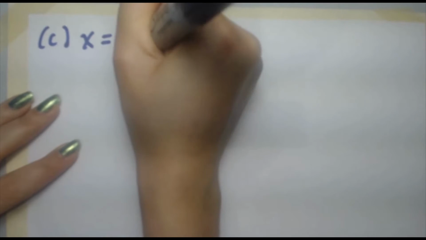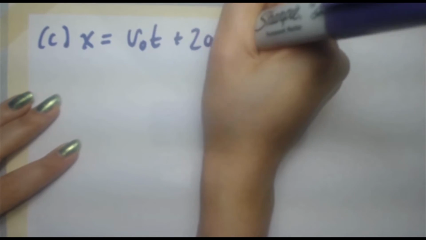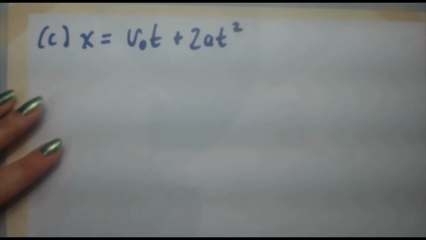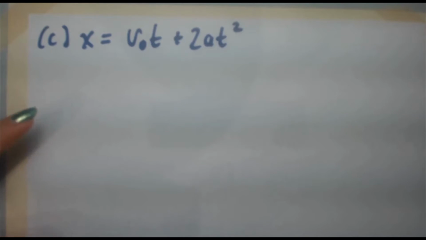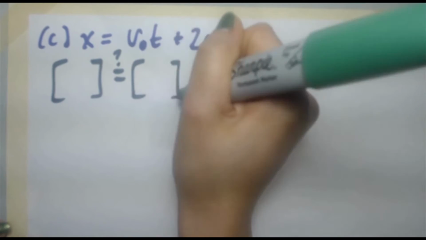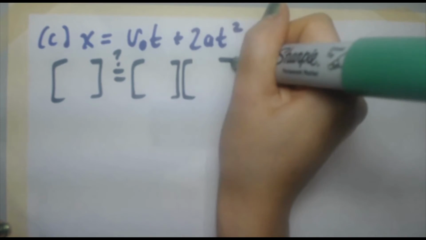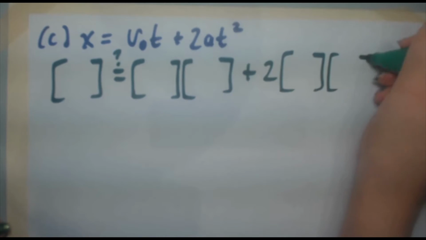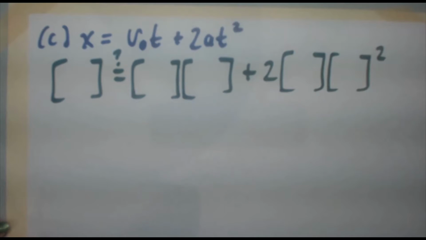Okay, so C, we had x equals v naught t plus 2at squared. So let's go ahead and do this. Replace your variables with square brackets. Again, we don't know exactly if this is going to be accurate. v naught replace with square brackets, t brackets plus 2a t, and you put that square outside of the brackets.